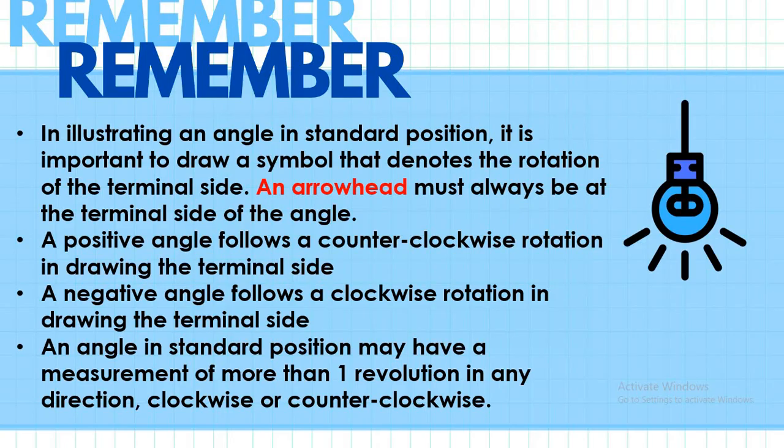Now to summarize everything that we have discussed about angles, in illustrating an angle in standard position, it is important to draw a symbol that denotes the rotation of the terminal side. An arrowhead must always be at the terminal side of an angle. It also dictates the direction that we are having in drawing the terminal side. Next, a positive angle follows a counterclockwise rotation in drawing the terminal side, whereas a negative angle follows a clockwise rotation. Lastly, an angle in standard position may have a measurement of more than one revolution in any direction, clockwise or counterclockwise, just like what we had in the previous example.